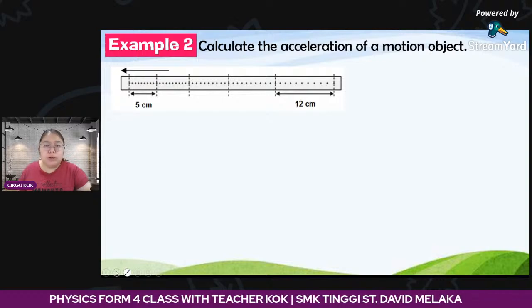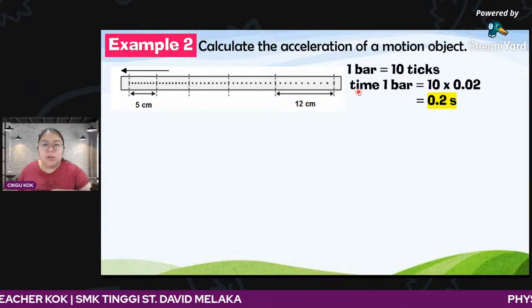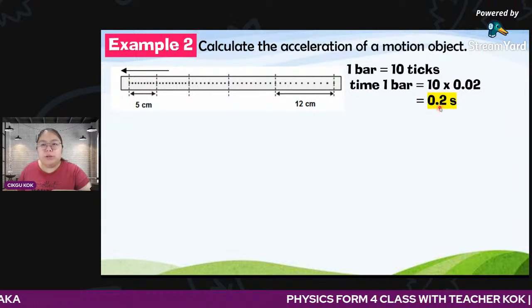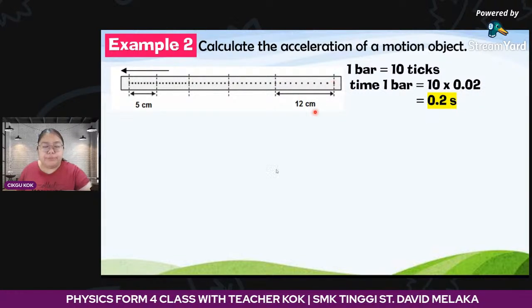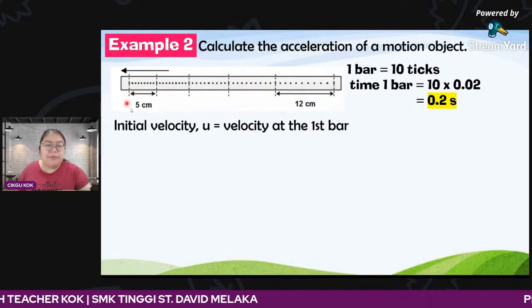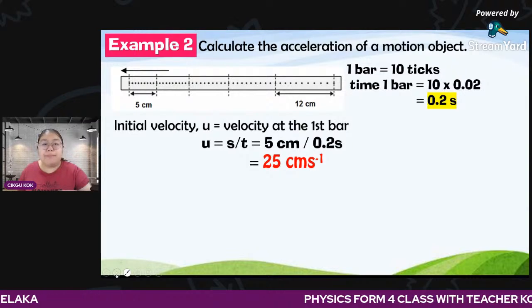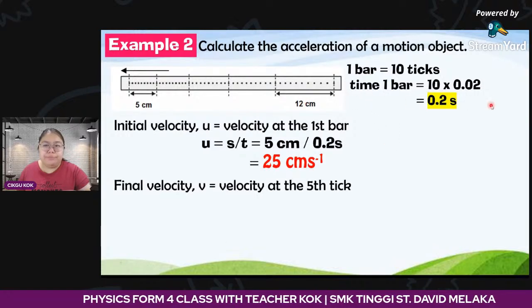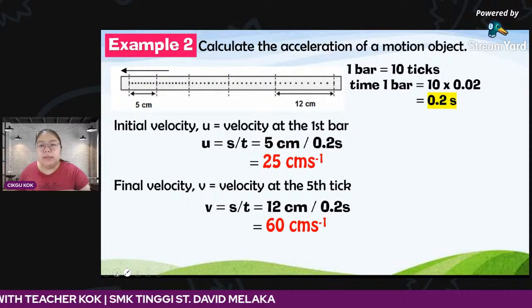Okay, how are we going to do the calculation? One bar is 10 ticks. So that means the time for 1 bar is 10 multiplied by 0.02, which means 0.2 second. So 1 bar, 0.2 second. Now we need to find the initial velocity. Initial, that means 5 cm. 5 cm over 0.2, so 25 cm per second. Next one, the final, 12 cm per 0.2. So we get the answer 60 cm s^-1.